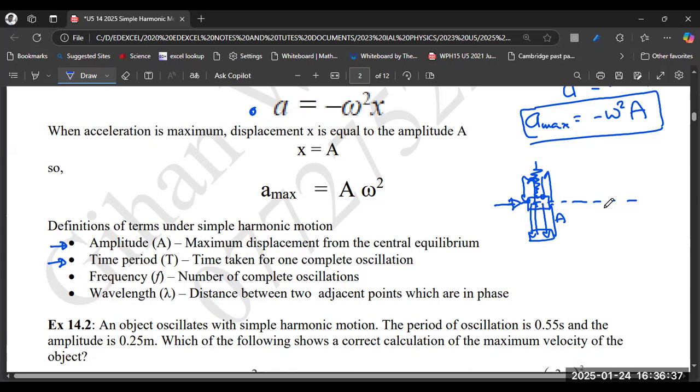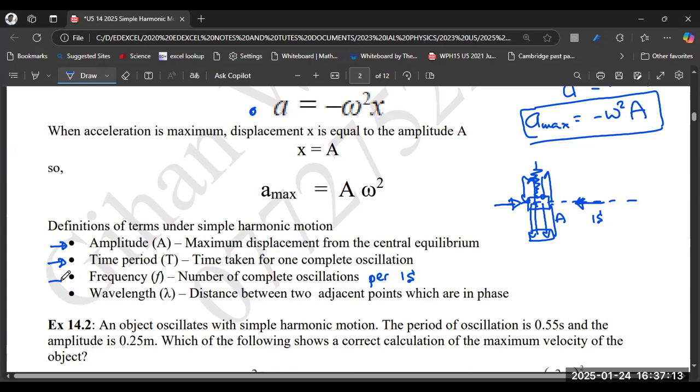Frequency, it's not like that. I will keep a pin here. Then I will start the stopwatch. After 1 second, I will check how many oscillations have happened. Practically, that is not possible, so I'll tell you a method for that. So frequency is the number of complete oscillations per second.